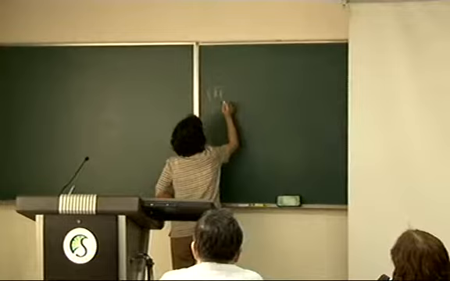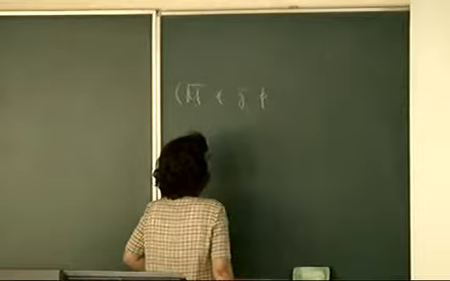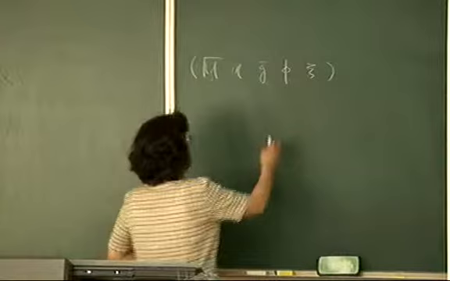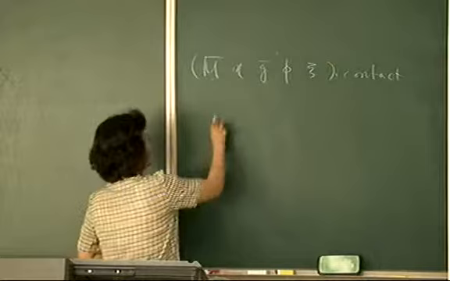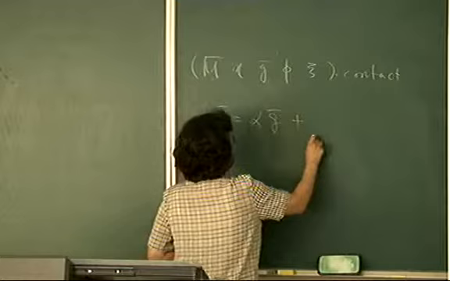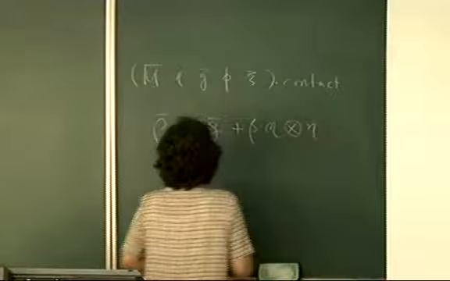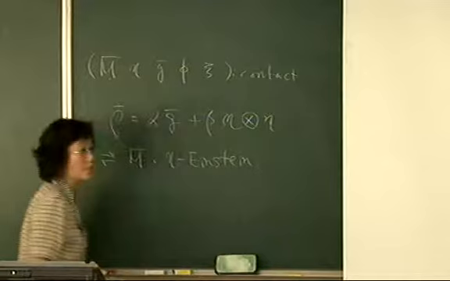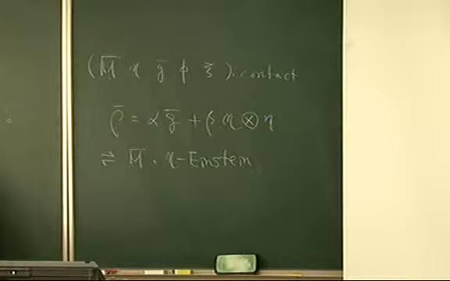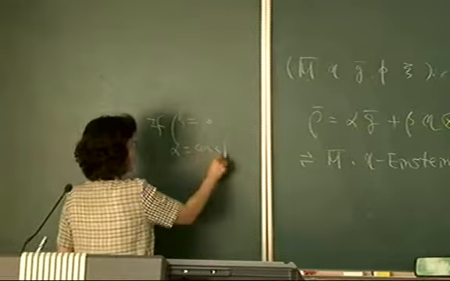Professor Kim and Professor Cho already gave the definition, so I skipped the definition. Then I just said what an Eta-Einstein manifold is. M bar, with the metric, the one-form eta, the tensor, and the characteristic vector field xi, is a contact metric manifold. If the Ricci tensor is alpha G bar plus beta times the tensor product eta with eta, then we call this an Eta-Einstein manifold. If beta is zero and alpha is constant, we say this manifold is Einstein.